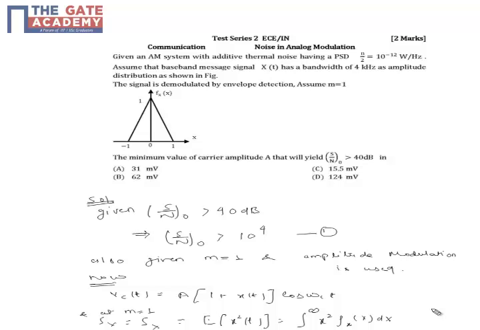In this question, we are having an AM system, that is an amplitude modulator system, with an additive thermal noise having a PSD of N by 2 equal to 10 raised to the power minus 12, which is constant throughout our frequency axis. Assume that a baseband message signal x(t) has a bandwidth of 4 kHz and amplitude distributed as shown in the figure.